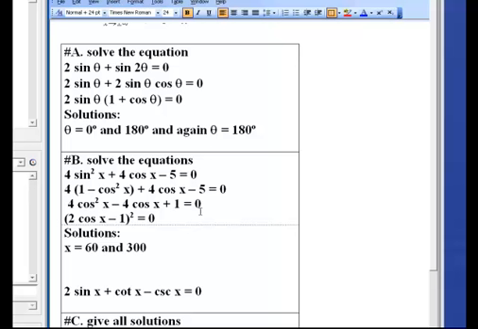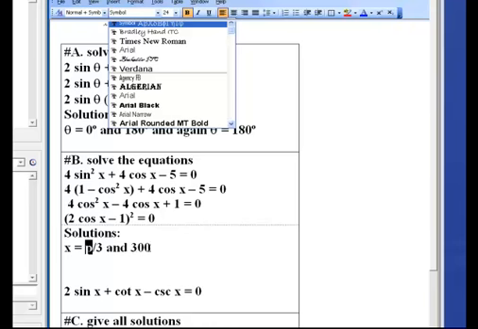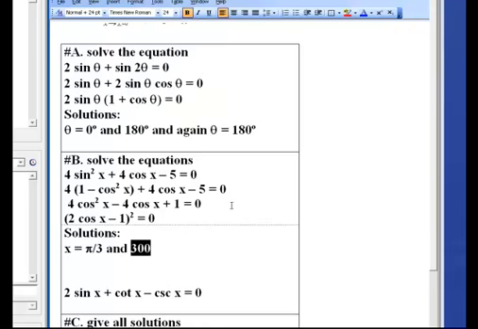Oh, and then by the way, we're supposed to be in radians. So 60 degrees comes out to pi over 3. And 300 degrees comes out to 5 pi over 3. And I double check that with the solutions. And that is indeed correct.